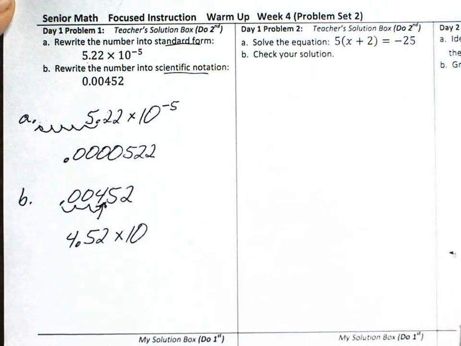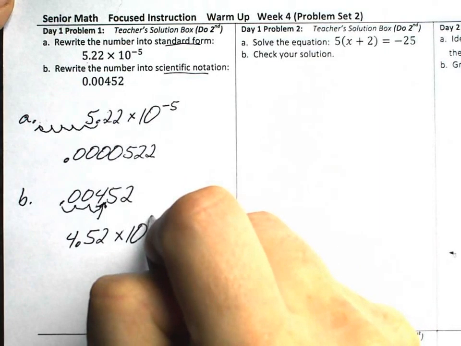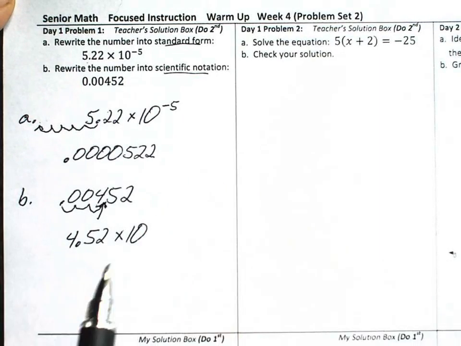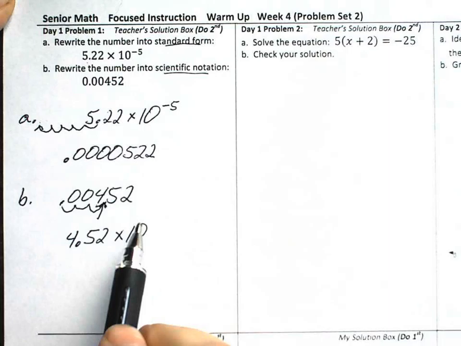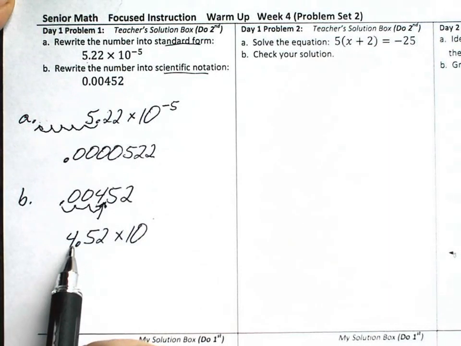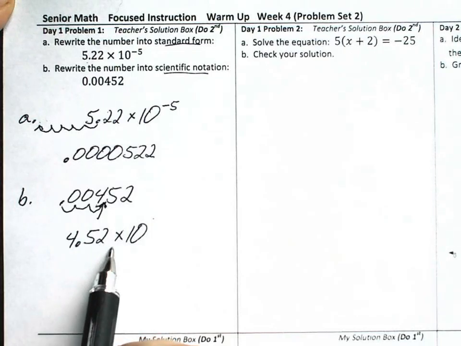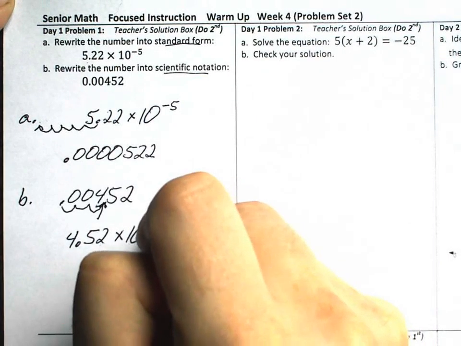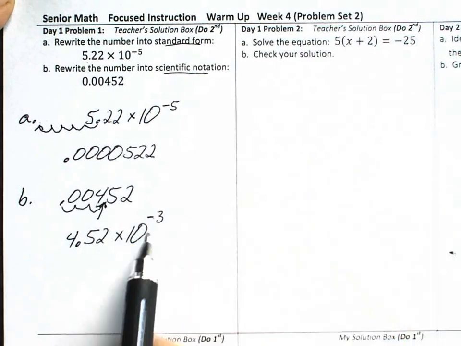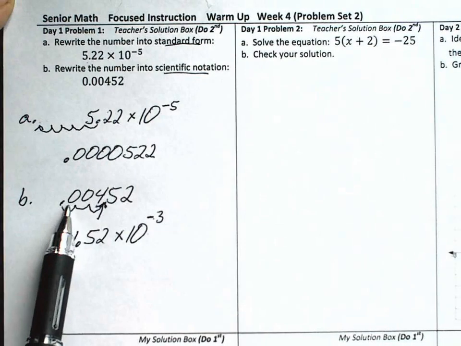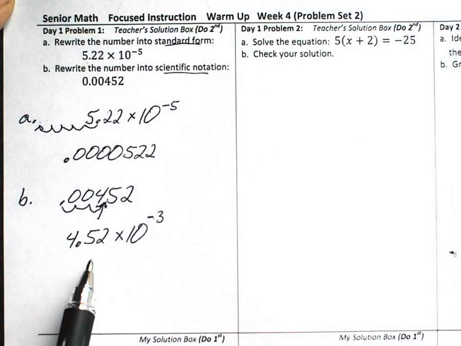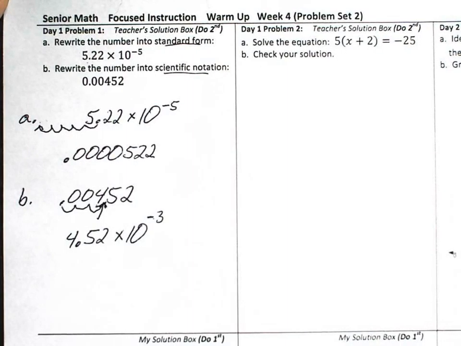Now I moved the decimal point 3 places, but I don't want to put a positive 3 as the exponent, because when I think about the meaning of a positive 3 exponent, it would change this decimal number to a larger number. We need to use a negative exponent on the 10 to represent this small decimal number in scientific notation.